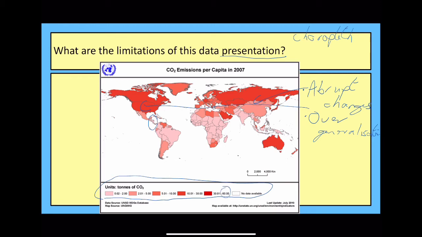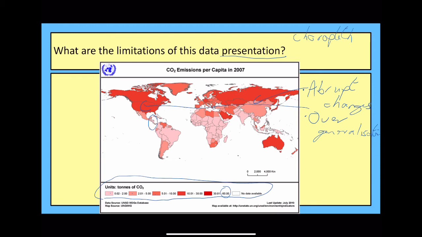This one isn't too bad in the sense that these are what we call discrete, separate colours. You could properly identify which category each country fitted into. Sometimes these are just a bar of colour that shifts gradually from one shade to another, and that makes it very difficult to identify the amount that a country is emitting. So that's a good limitation that you can sometimes make reference to.